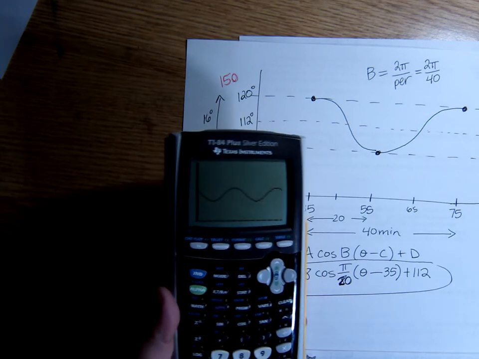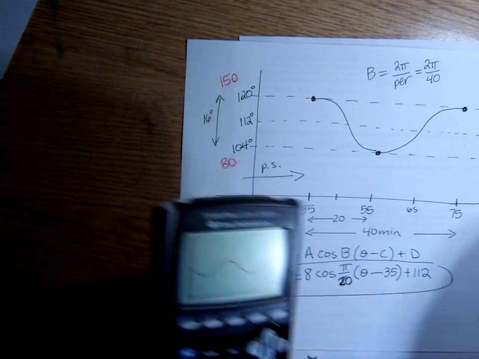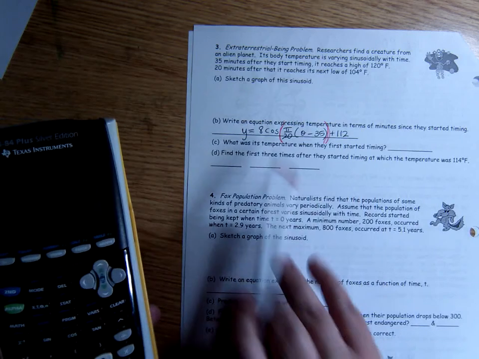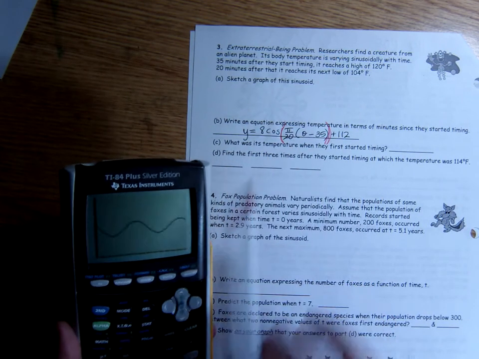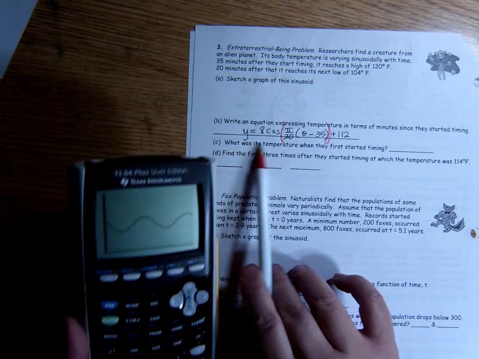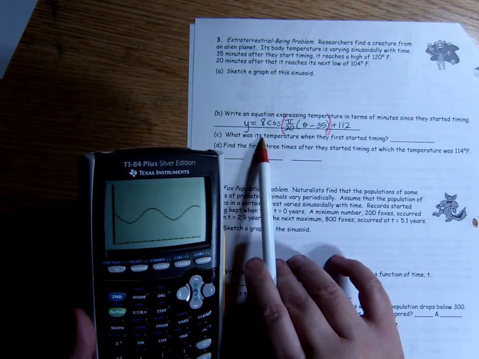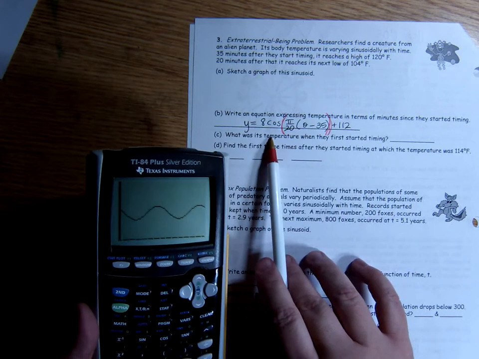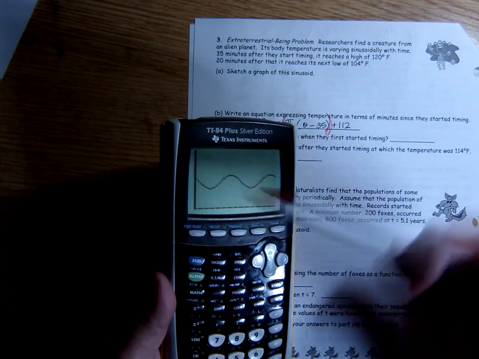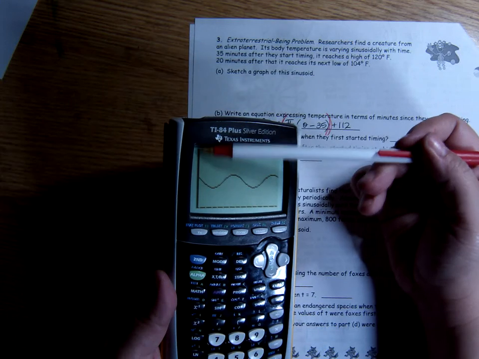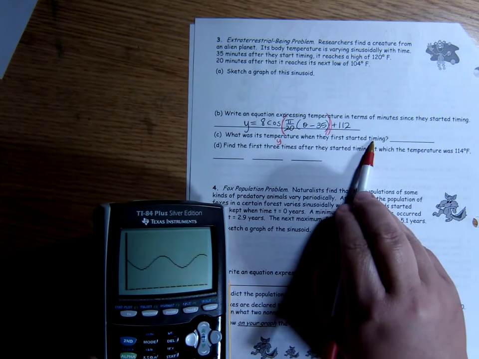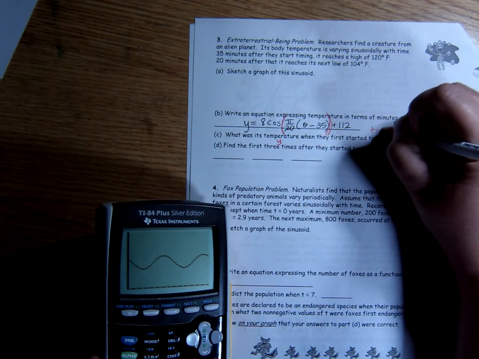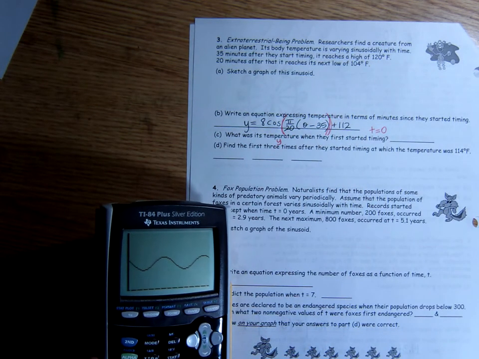Okay, there's the alien's body temperature going up and down and up and down. Now, questions. If they ask me, let's see, what was its temperature? That's asking me what is x. Excuse me, I got a little messed up, thinking T for temperature for some reason. But this is time. The temperature here is our height, so temperature here is y. So they're asking me, what is y when they first started timing? That means when t equals 0.